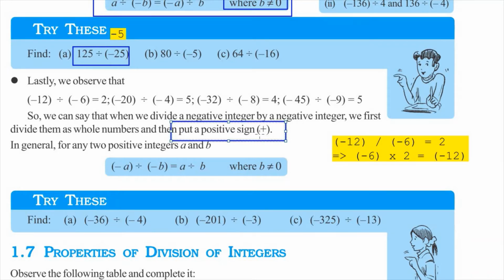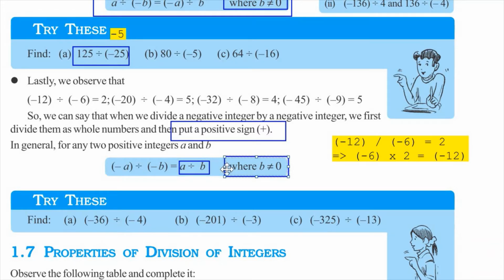positive sign. So this is somewhat easy for you to remember because we saw that in the multiplication of negative numbers, negative into negative would give us positive. Similarly, negative divided by negative is also equal to positive. So in general, for any two positive integers a and b, minus a divided by minus b is equal to a divided by b. Okay, so this is just saying divide them as whole numbers and keep the positive sign as it is.